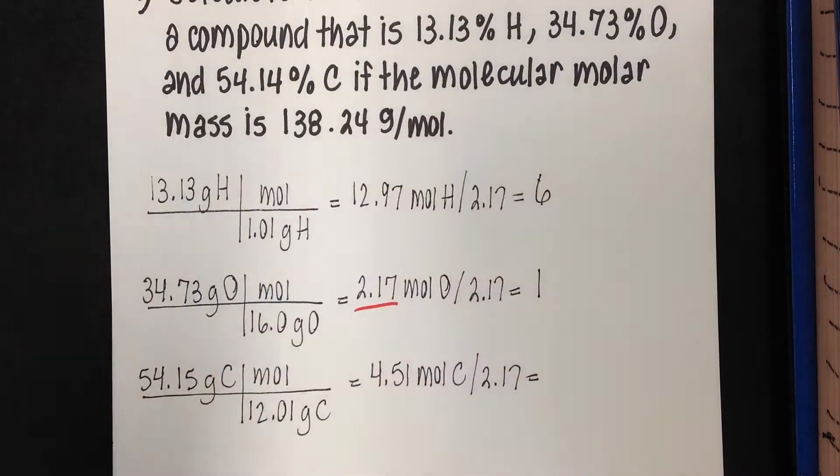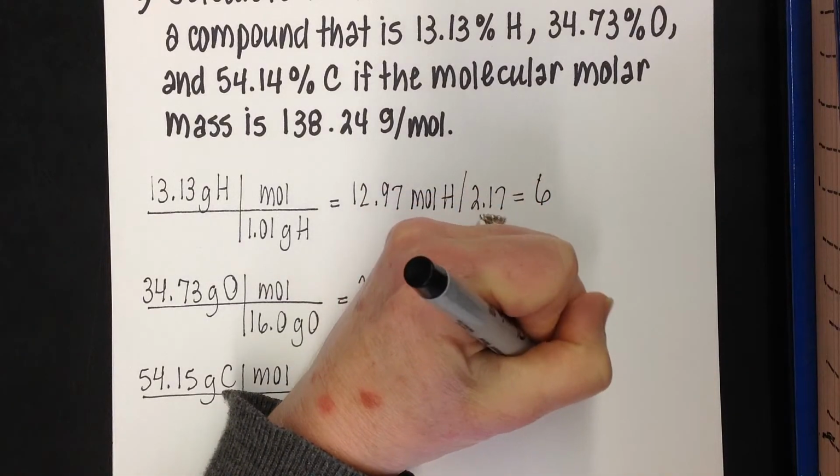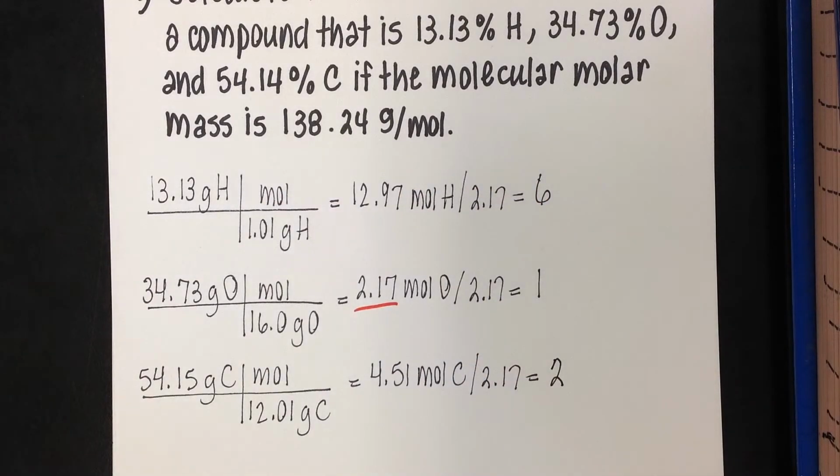2.17 divided by 2.17 is a 1, and 4.51 divided by 2.17 is 2.07, which is really close to 2. So we were definitely close enough to whole numbers.